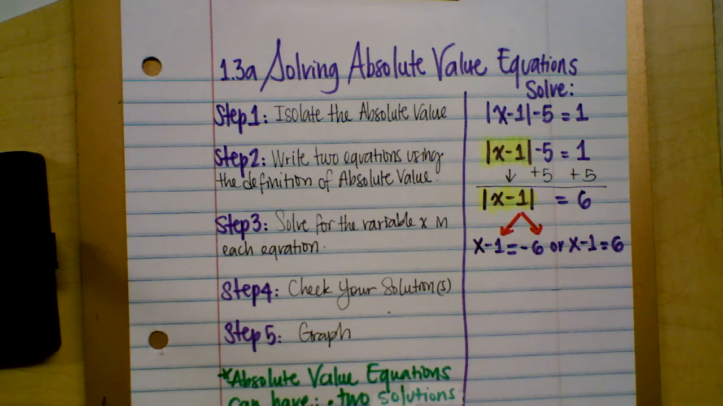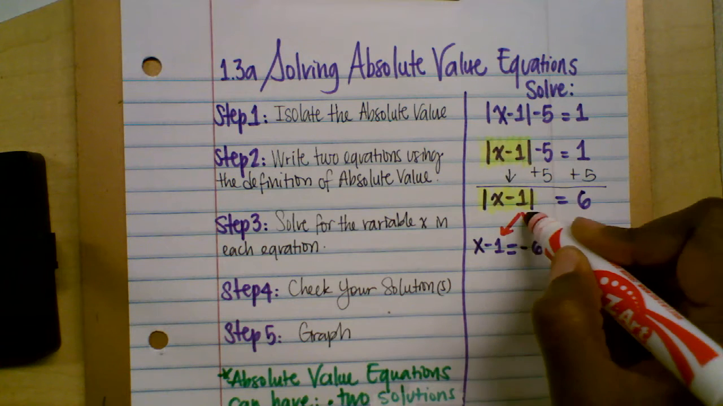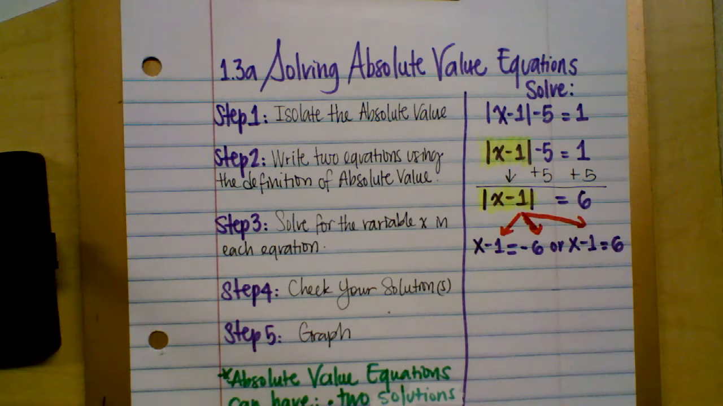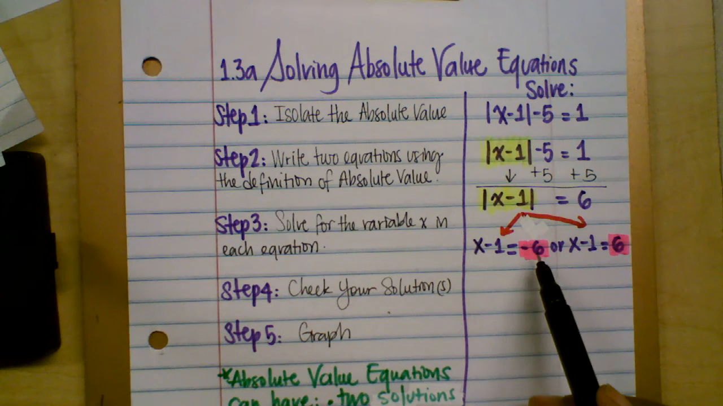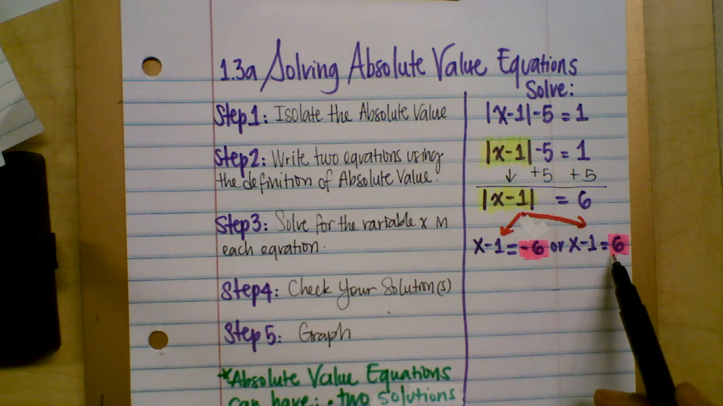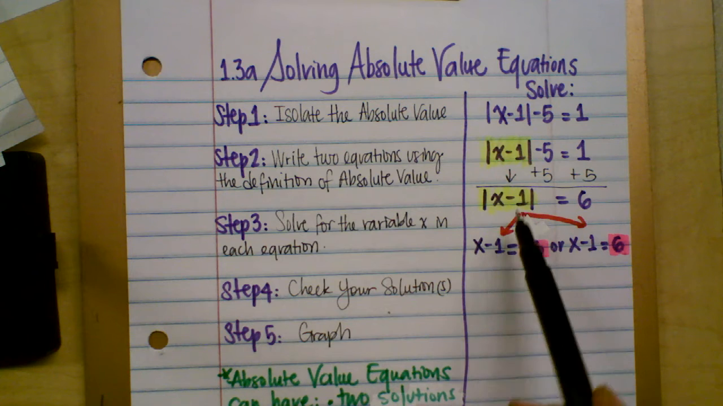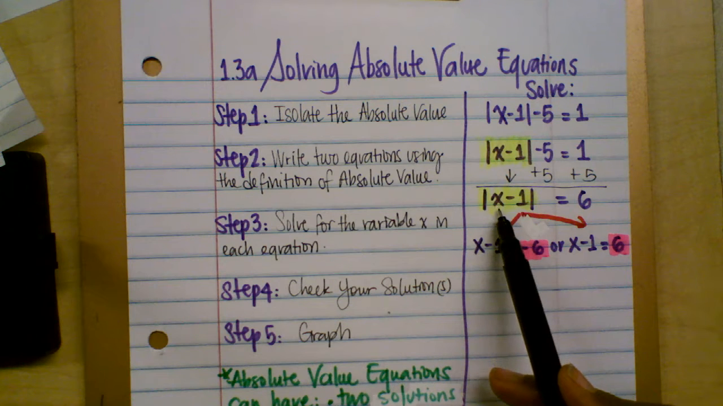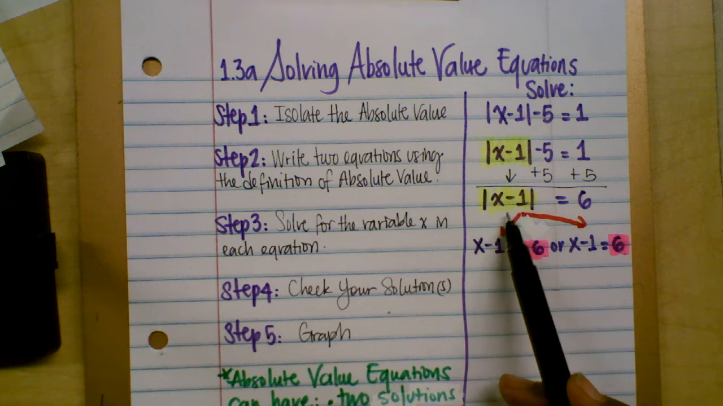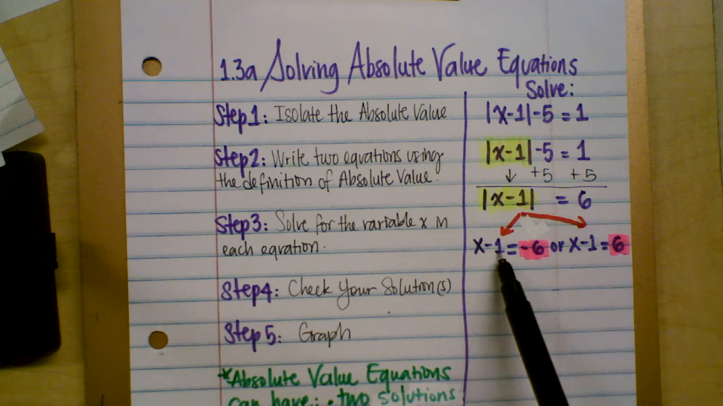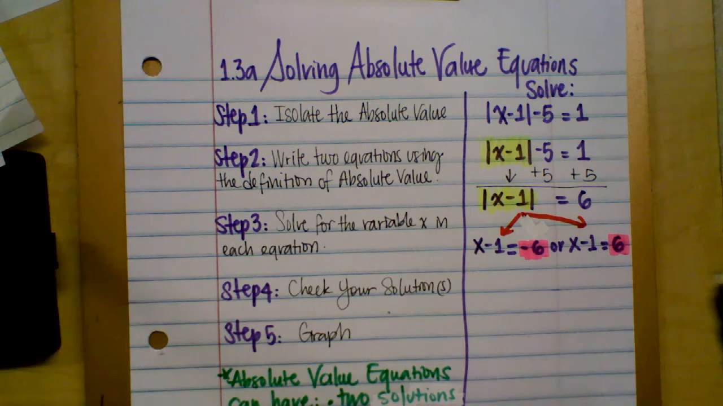Okay, so actually let me even draw my arrows a little bit further right here. Okay, let me use the white out. Okay, so you see that one equation has a -6 and the other has a +6. But remember, you write the same equation, whatever is inside the absolute value symbol, you want to write it. X minus 1 is the exact same expression. So let's continue. The goal here is to solve for X.